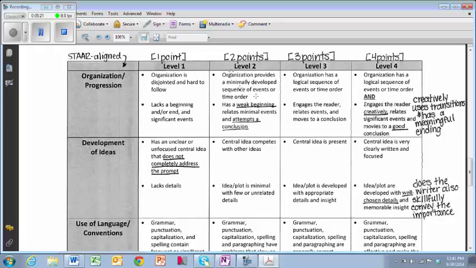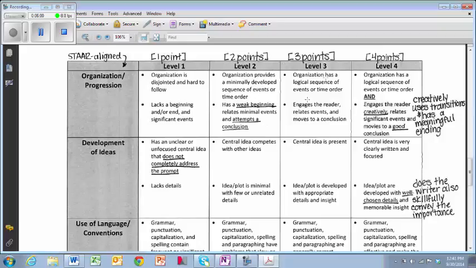A level 2 would mean that there's some organization that's attempted, but maybe it's very minimal, or the writer has a very weak beginning or attempts a conclusion. I can most likely see a scholar getting a level 2 for organization if they write why they were afraid and they say, "and then I woke up in the morning and it was all better." So maybe they have a very abbreviated conclusion that doesn't really explain the details of how they resolved the issue. That would be at a level 2.